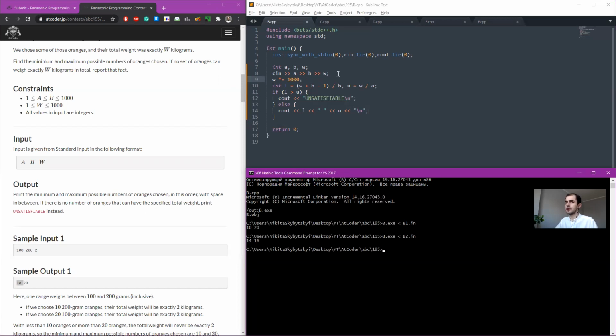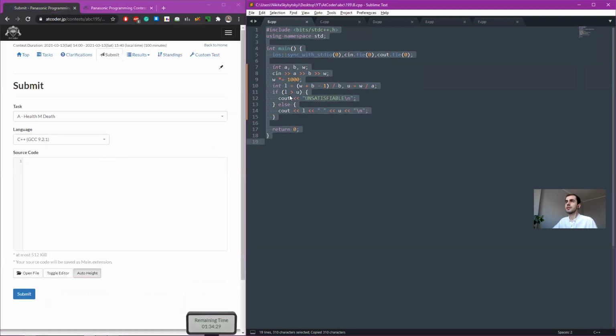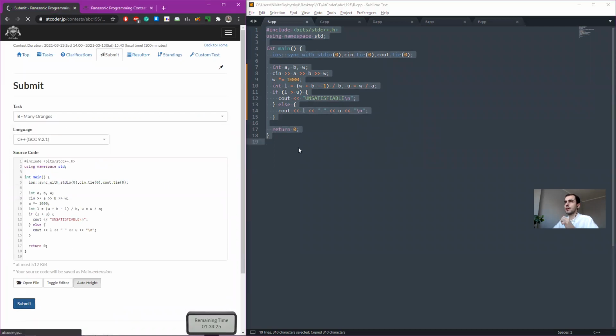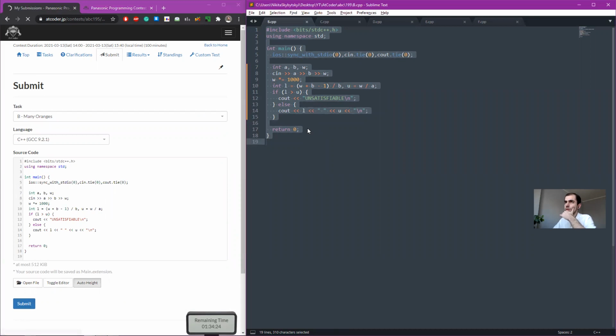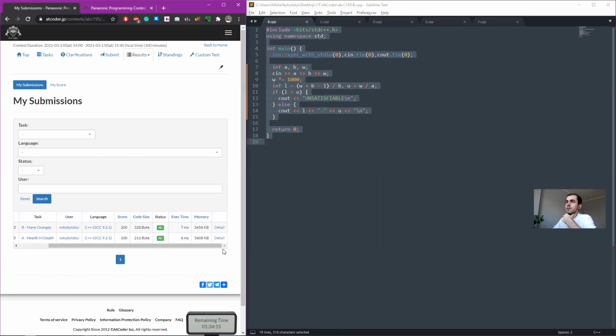The first answer is 1020. The second answer is 1416. And the last one is unsatisfiable. Sample cases pass. I think we were accurate enough. We have two obvious upper bounds and lower bounds. Yeah, all right, accepted.